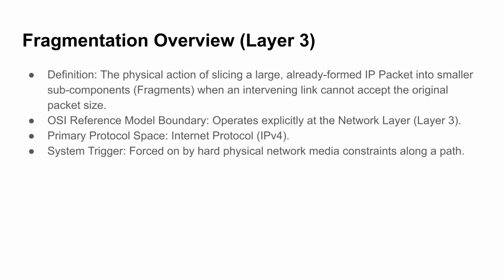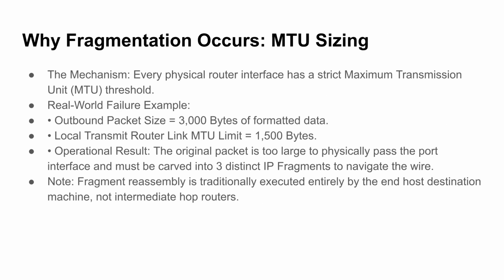Fragmentation occurs at layer 3, the network layer. It is the physical action of slicing an existing IP packet into smaller fragments when a network link cannot handle the original packet size, typically using the Internet Protocol. Fragmentation is triggered by maximum transmission unit, or MTU, limits on router interfaces. For example, if a 3,000 byte packet hits a 1,500 byte MTU limit, it must be fragmented. Notably, reassembly is performed by the destination host, not by intermediate routers.